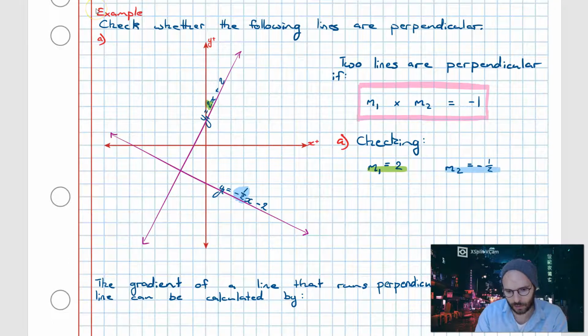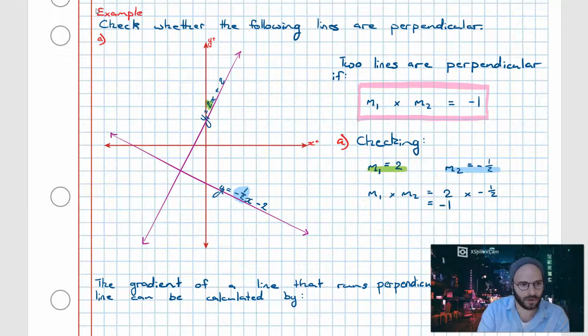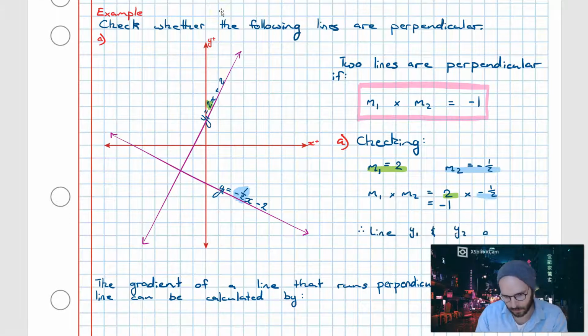Performing the check, all we need to do is write out our check formula, so m1 multiplied by m2. Sub in the values, 2 multiplied by -1/2, and thus we find that the result of these two is equal to -1. Consequently, because the result is -1, lines y1 and y2 are perpendicular. So what we've been able to see in this example is how we might go about setting out our workings for checking whether two lines are perpendicular.